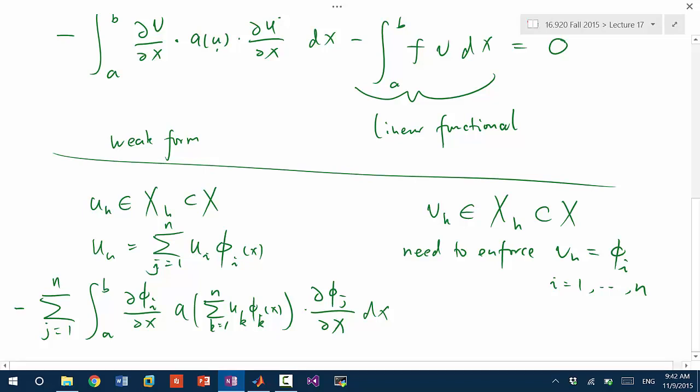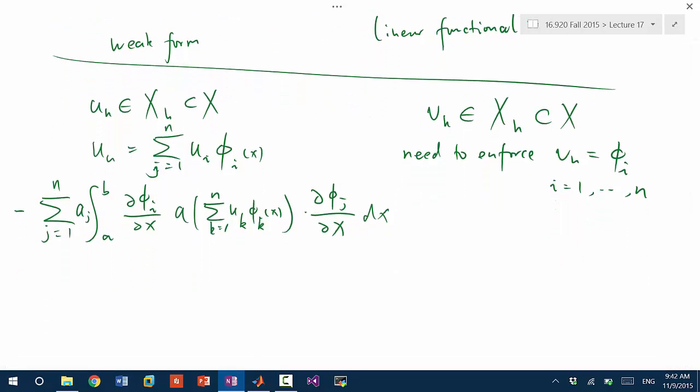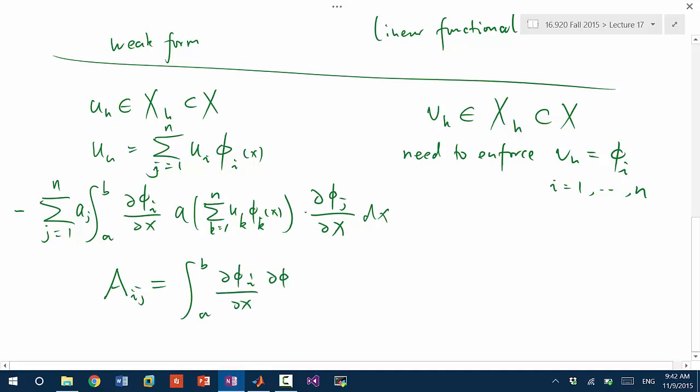We still have an a_j here. We can still write this as a matrix vector multiplication, right? We can define A_ij as this integral here times a, but the problem is that a actually depends on u, or depends on a_1, a_2 up to a_n. So we get a nonlinear system to solve.